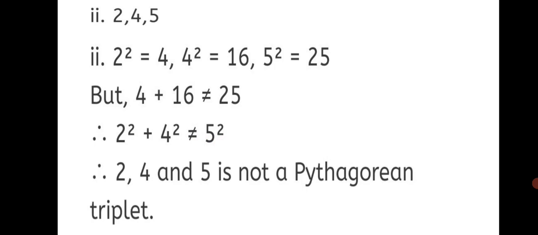Therefore 2, 4 and 5 is not a Pythagorean triplet. So in simple steps we have shown that 2, 4 and 5 is not a Pythagorean triplet. Same steps. You have to show whether it is equal to or not equal to the square of the bigger number.